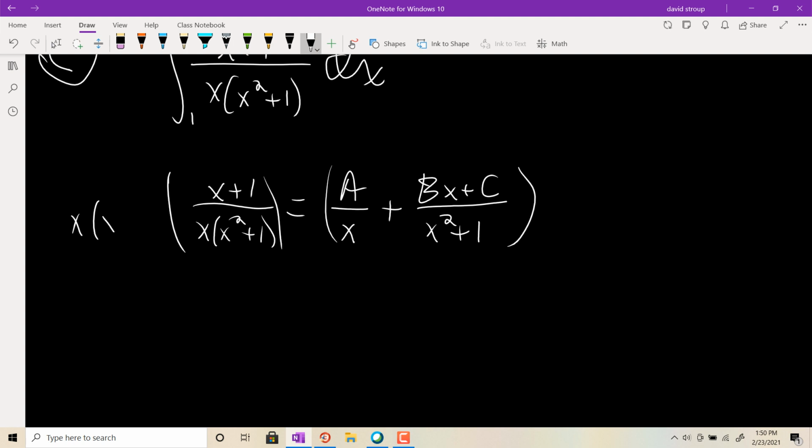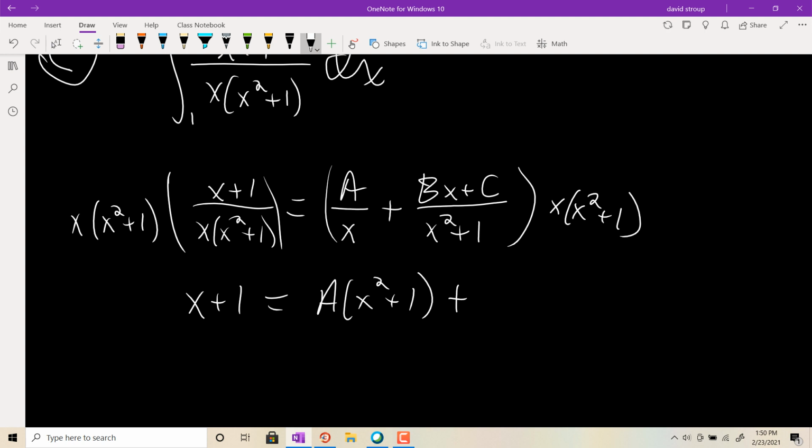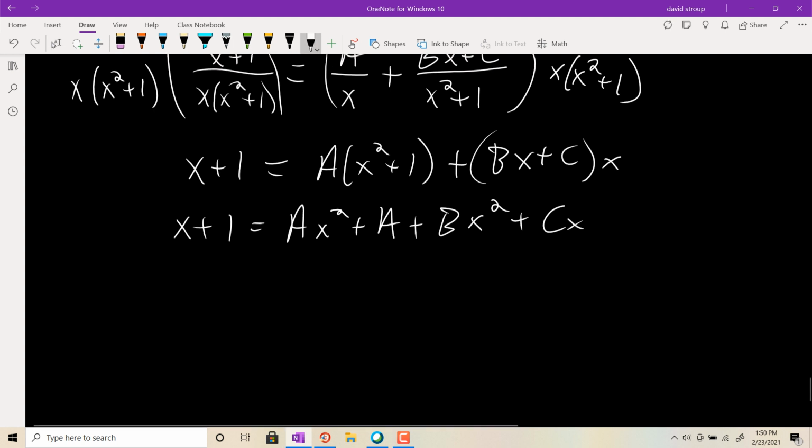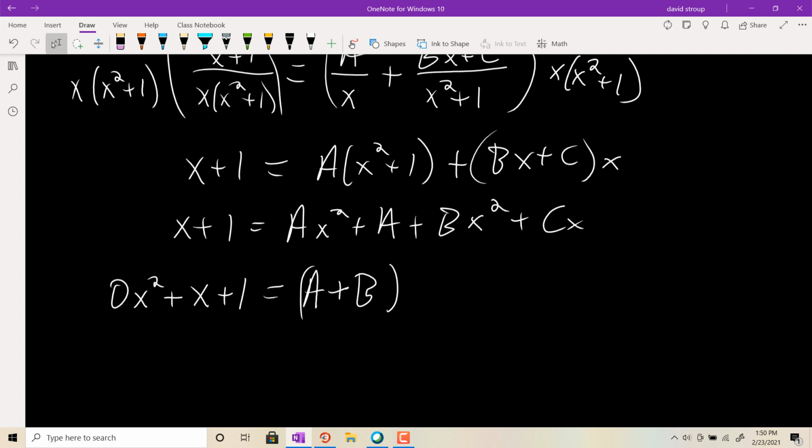So I got x times x squared plus 1, x times x squared plus 1, so I'm left with x plus 1 there. On the other side, I have a times x squared plus 1 plus bx plus c times x. So I have x plus 1 equals ax squared plus a plus bx squared plus cx. There's no x squares on the left, so I'll just make up 0 x squares for my equating coefficients. I'll have a plus b x squares plus c x's plus a.